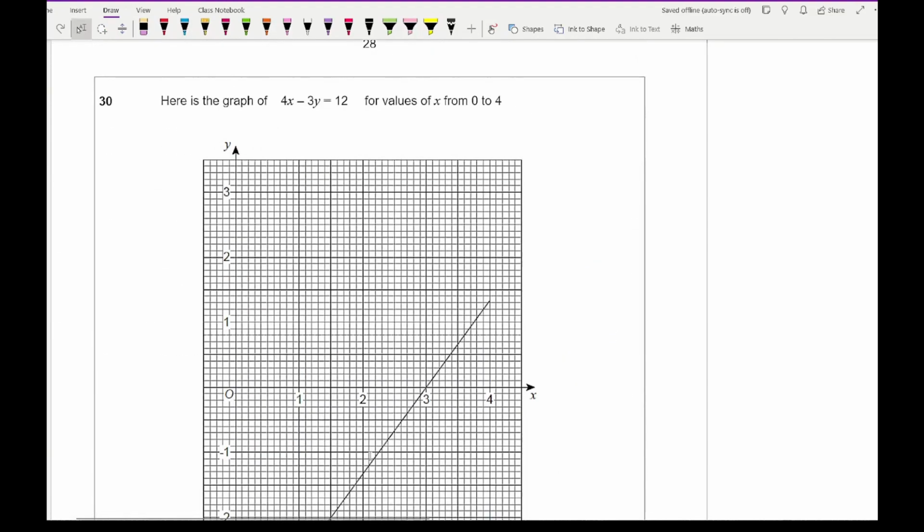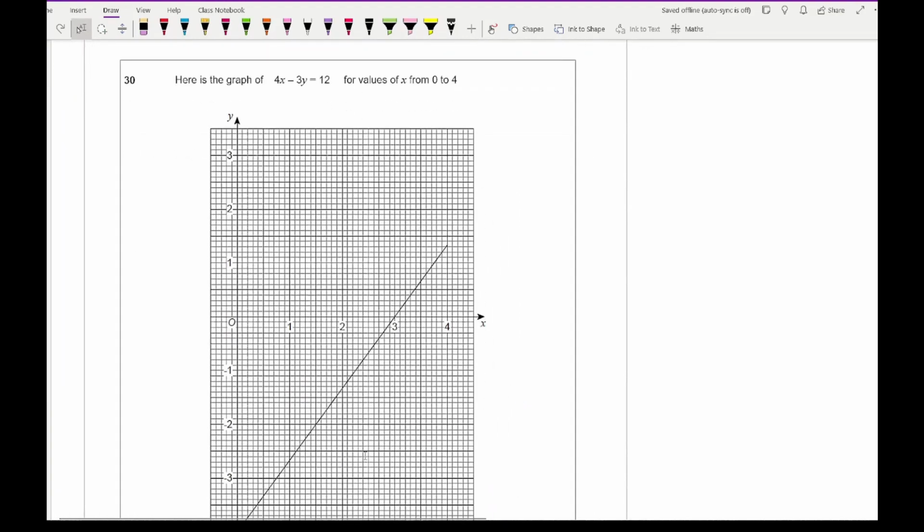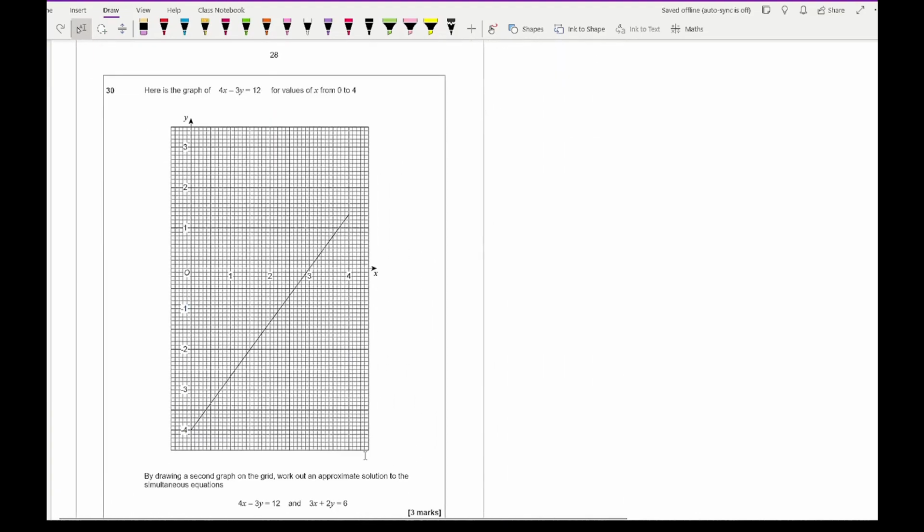Moving on to question 30, it says here is a graph. So let's just zoom out so we can actually see the question. I'm zooming out quite a lot. And it says, by drawing a second graph on the grid, work out the approximate solution to the simultaneous equations.